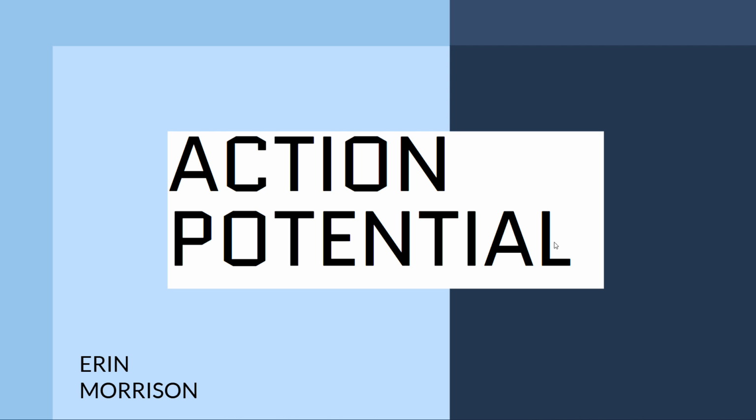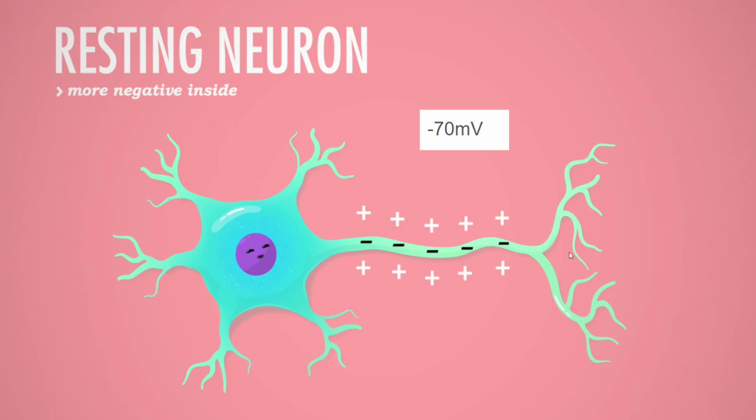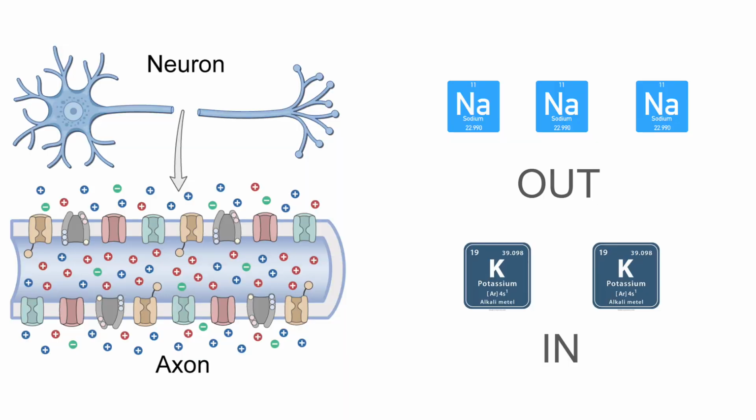Action potentials occur before each muscle contraction. So this is a neuron in its resting state where the resting membrane potential, or RMP, is at negative 70 millivolts. This membrane potential is set by the sodium-potassium pumps that are lined throughout the membrane. 3 sodiums move out while 2 potassiums move in. This is why the RMP is more negative.